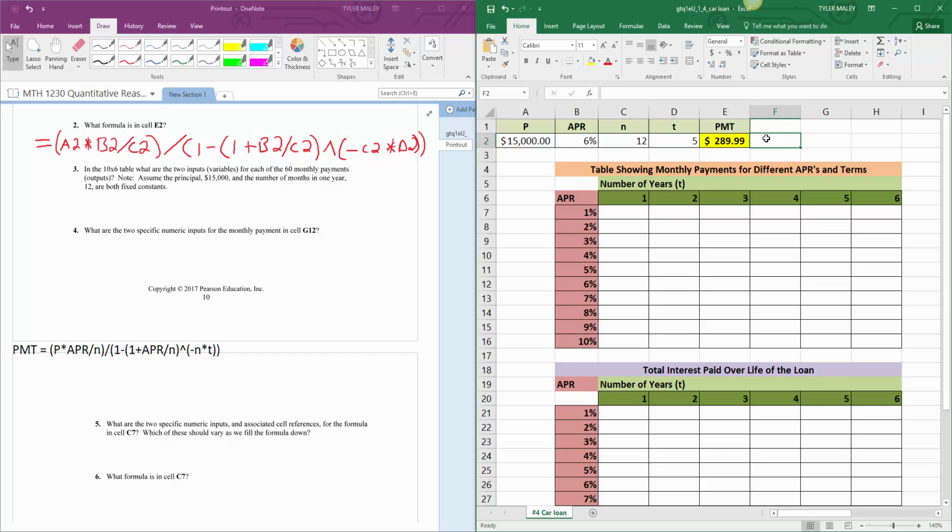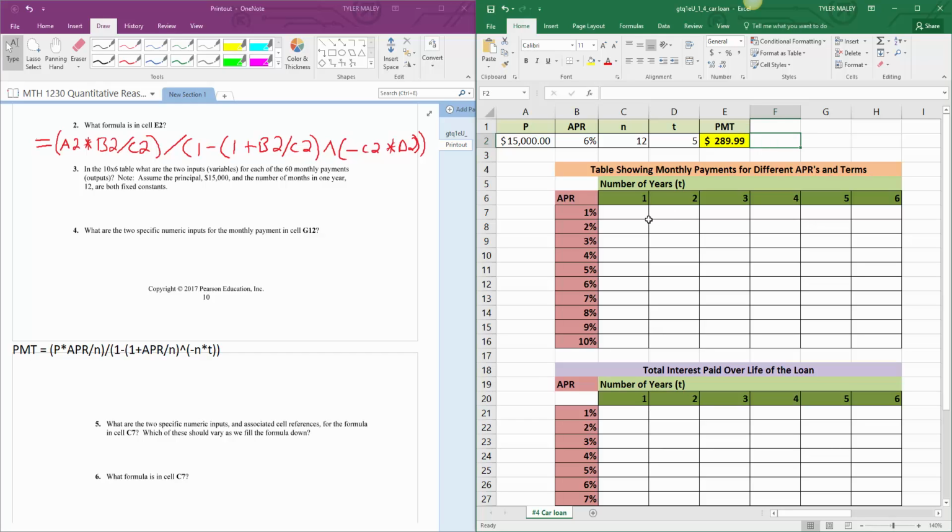So then question 3 says, in the 10 by 6 table, what are the two inputs, the variables, for each of the 60 monthly payment outputs? Note, assume the principal, $15,000, and the number of months in 1 year, 12, are both fixed constants. So we want to know what are the two inputs.